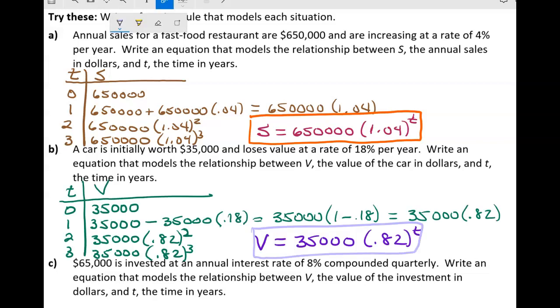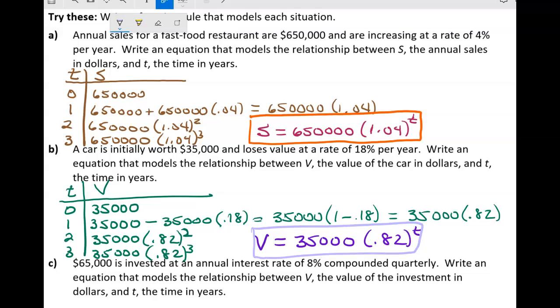Here's the function for this one. So when the car loses 18% of its value per year, you can think of this as what's left after you lose 18%. If you have 100% to begin with and you lose 18%, there's 82% left at the end of each year. So that becomes our base for this exponential function.